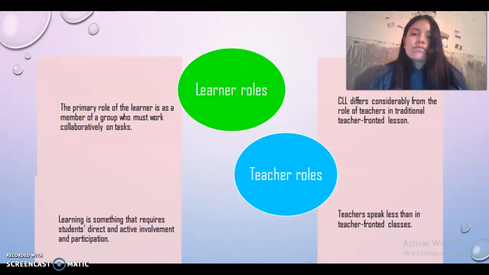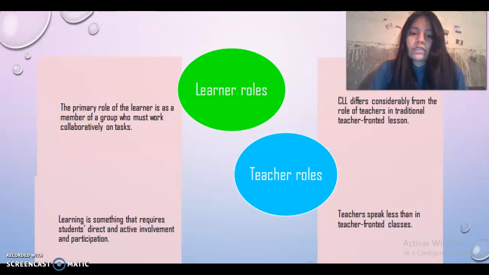Since most of them have different skills, one is going to be the director, and all of them are going to be sharing information. That's going to be a more kind, active, and very interesting role.